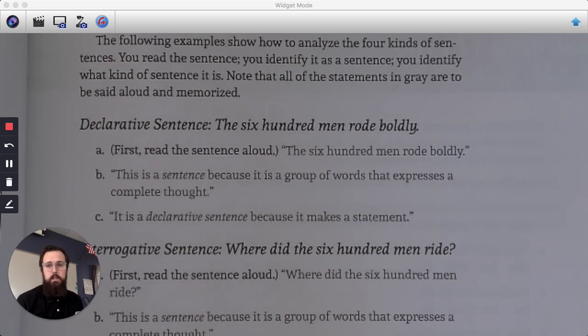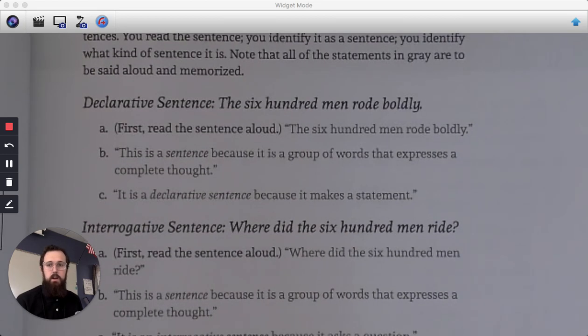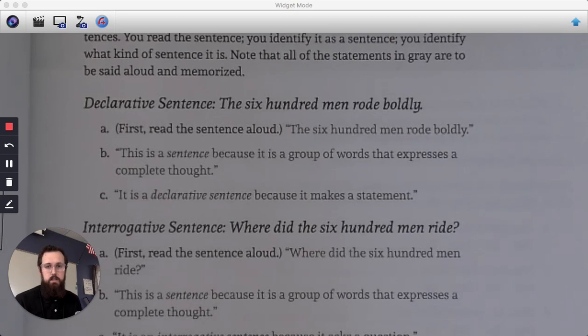First, read the sentence aloud. The 600 men rode boldly. This is a sentence because it is a group of words that express a complete thought. It is a declarative sentence because it makes a statement.